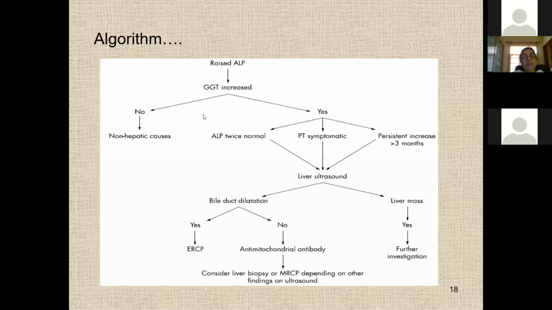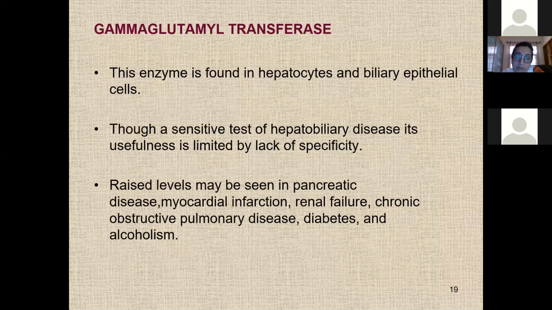So this is an algorithm. If you encounter raised ALP, at once you have to see if gamma GT is increased. If it's not increased, you have to rule out other non-hepatic causes. If it's increased, you have to get an ultrasound abdomen. You have to see if there is bile duct obstruction. If there's bile duct obstruction, you proceed with ERCP. If there's no bile duct obstruction, you need to rule out primary biliary cirrhosis. You need to get anti-mitochondrial antibody, and you need to consider liver biopsy. If there is a liver mass, you need further investigation, CT scan, and biopsy of the liver mass.